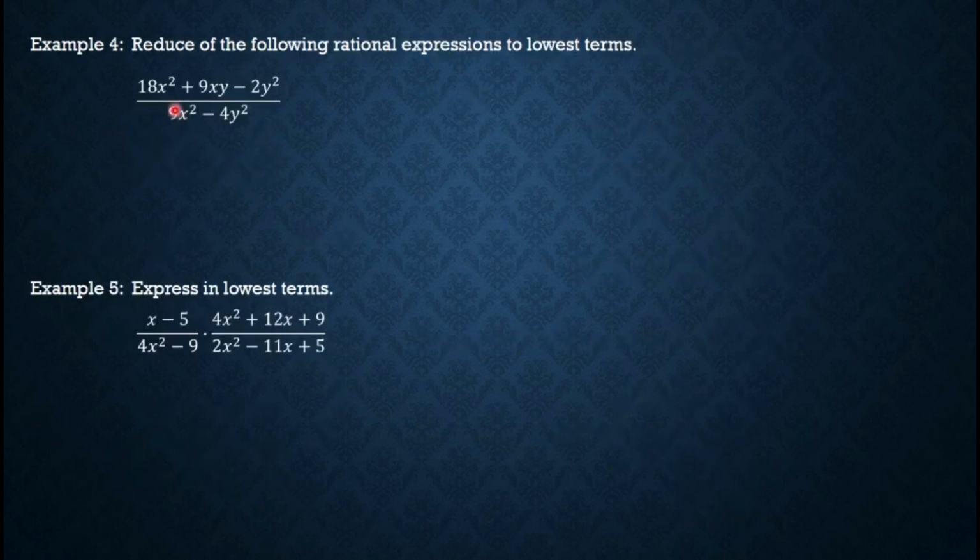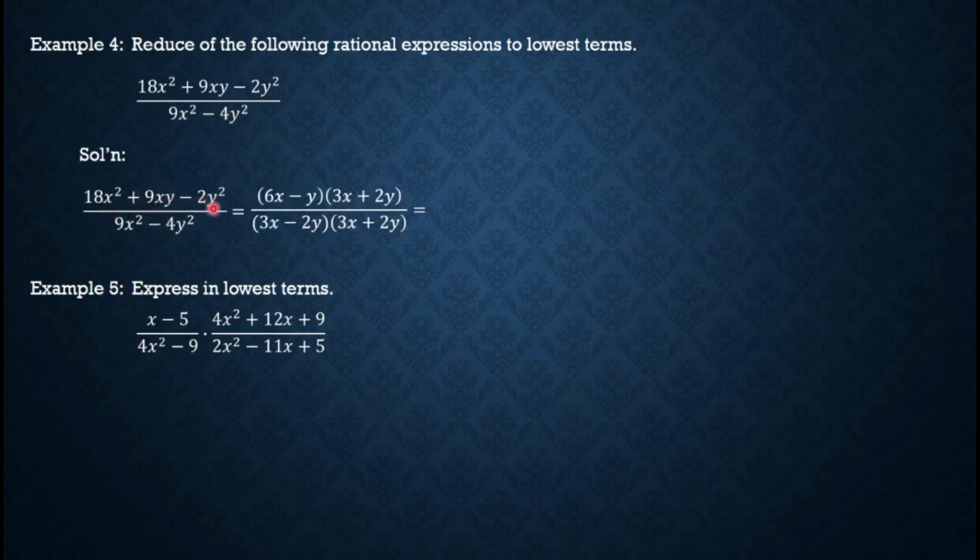We have another example. Reduce the following rational expression to the lowest terms. The example given is 18x squared plus 9xy minus 2y squared over 9x squared minus 4y squared. Solution. So, we need to find the factors. The quantity 6x minus y times the quantity 3x plus 2y is the factor of 18x squared plus 9xy minus 2y squared. The quantity 3x minus 2y times 3x plus 2y is the factor of 9x squared minus 4y squared.